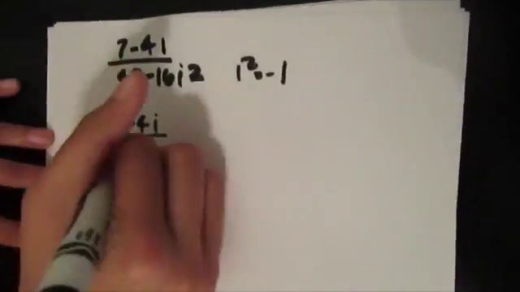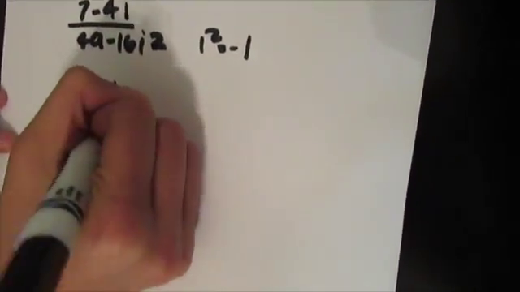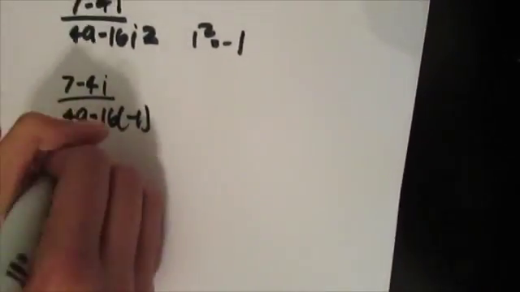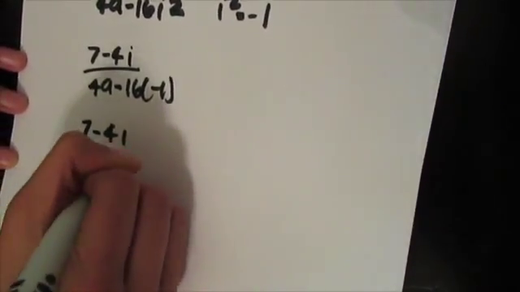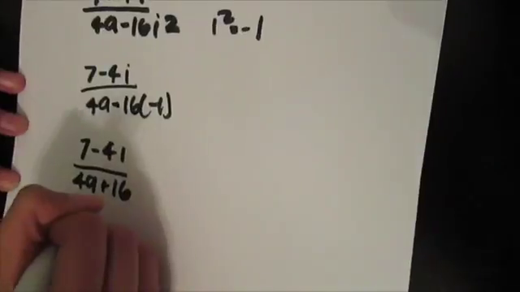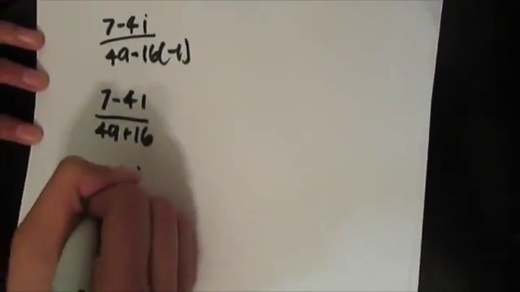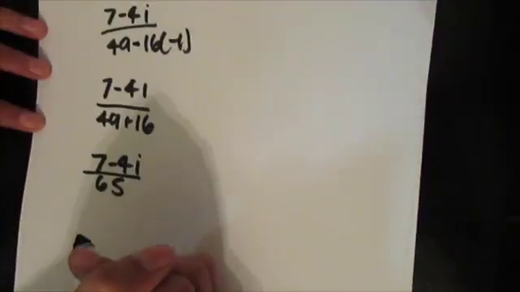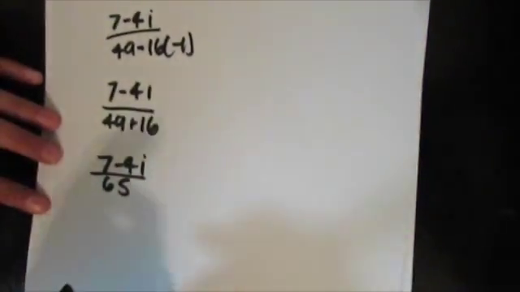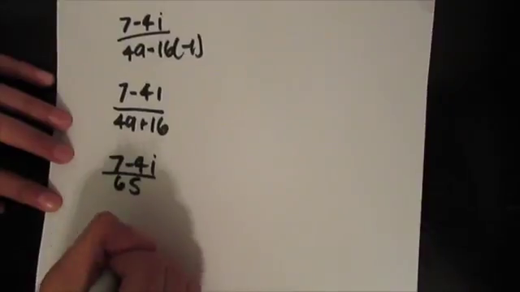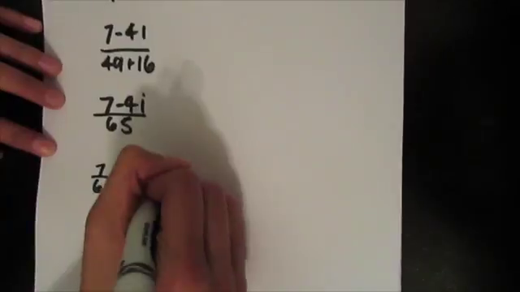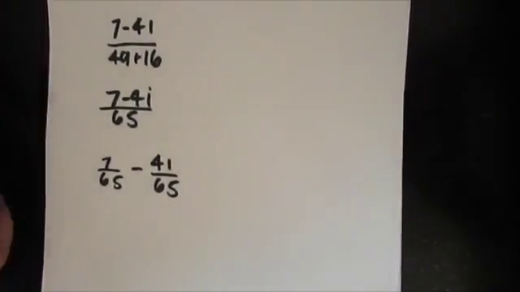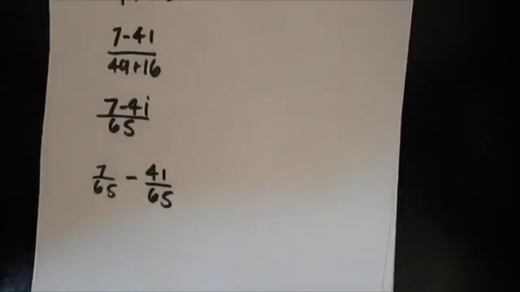over 49 minus 16 times -1. We will have (7 minus 4i) over 49 plus 16, which is (7 minus 4i) over 65. Once we write this in standard form, our final result would be 7 over 65 minus 4i over 65. And that's all you have to know on complex numbers for chapter 1.